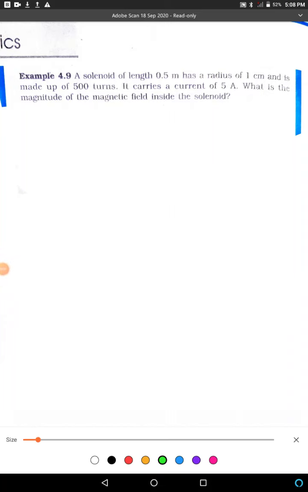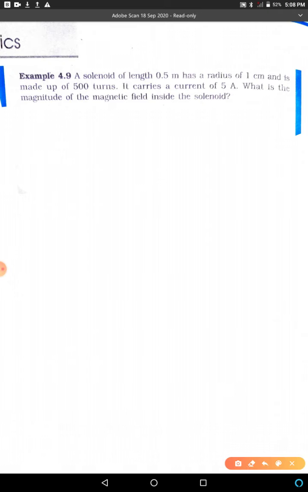Hello dear students. We shall continue solving the problems. We have solved 7 problems, plus the 8th problem is 4.1, the ninth problem is 4.2, and this will be the 10th problem, problem number 10.